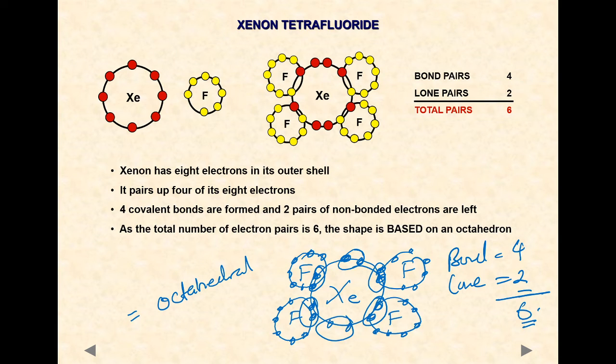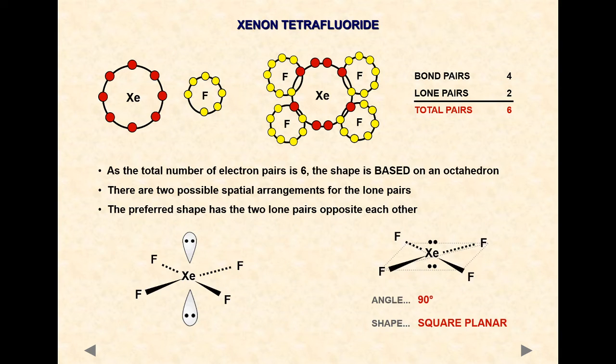Now, what does it mean? 6 is octahedron. But what do we get? The geometry that we get from here is a square planar. So you have this, and the lone pair going up and one coming down, giving you a square plane of an octahedron. So the 6 is based on the octahedron, but the shape that you get is different.